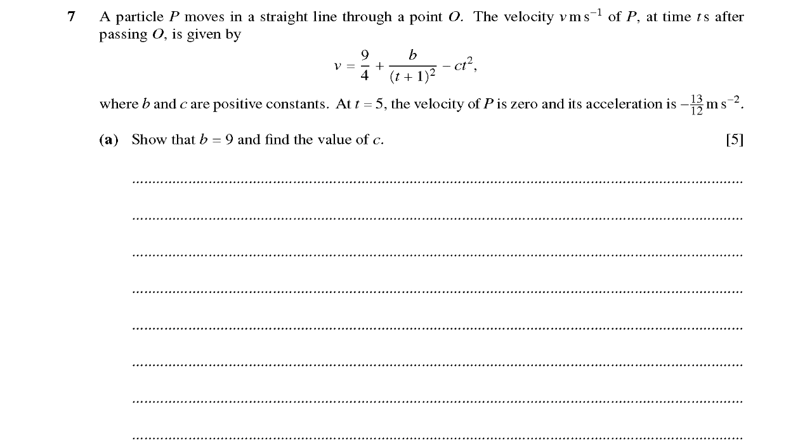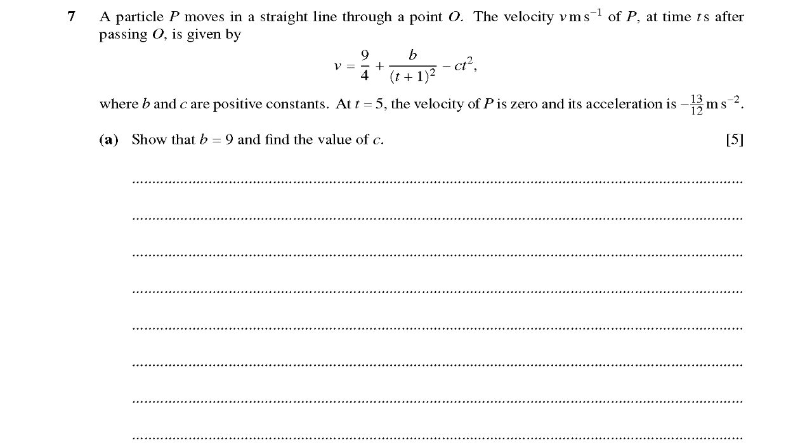Question 7. A particle P moves in a straight line through a point O. The velocity V at P at any time after passing O is given by this. So O is the origin. The velocity is some equation based on t, time, and there are 2 unknown constants, b and c. b and c are positive constants. At time t equals 5, the velocity of P is 0. And its acceleration is negative 13 on 12. Show that b equals 9 and find the value of c.